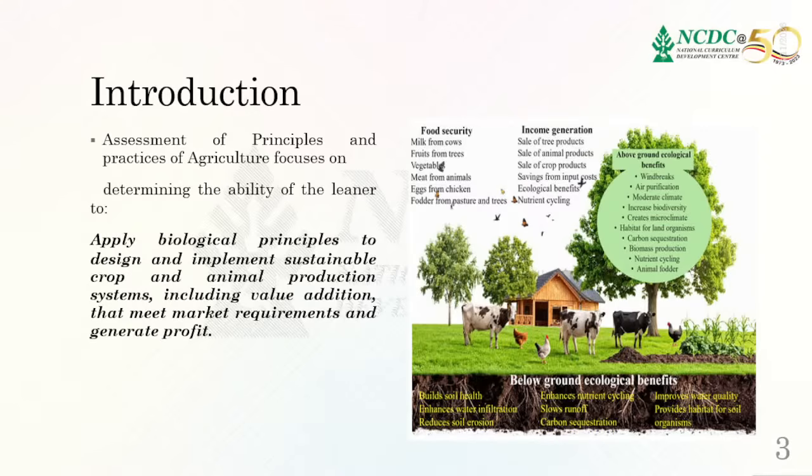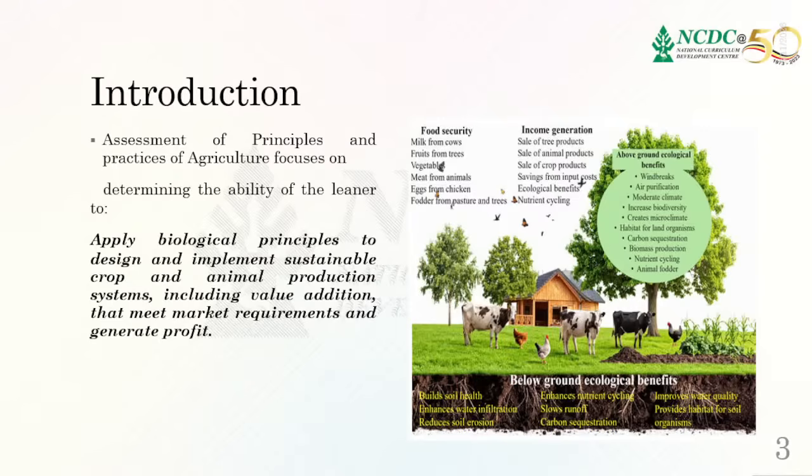because ecologically there will be a benefit, more so in food security, where we look at milk, fruits, vegetables, meat, eggs, fodder, and the others, because they are all beneficial to both animals and crops, and likewise to humans. Then the other key part is in relation to income generation, where we look at the sales finally, because we have components of value addition and components of marketing in our curriculum.